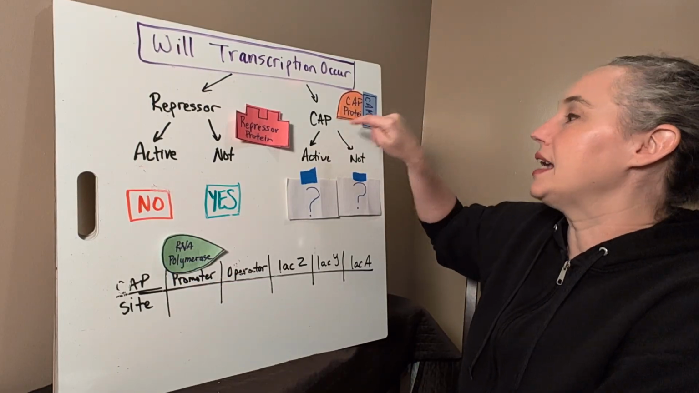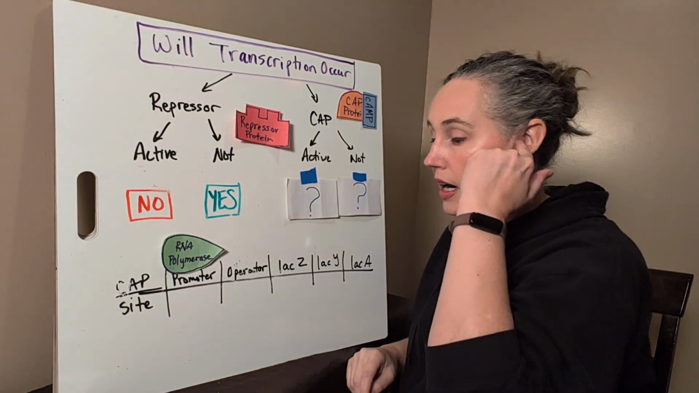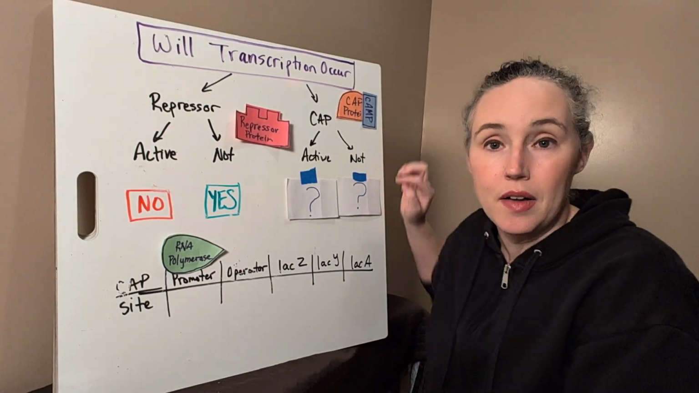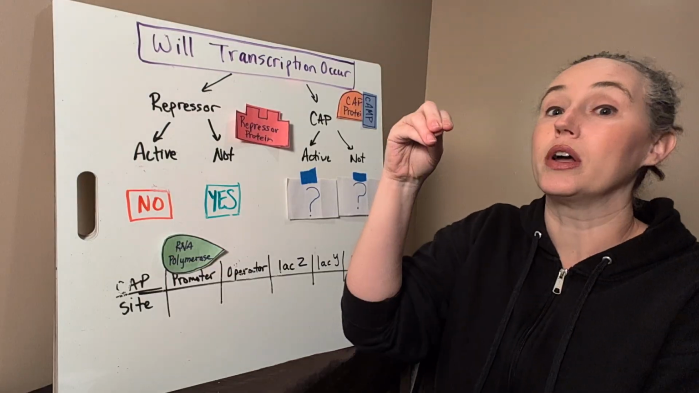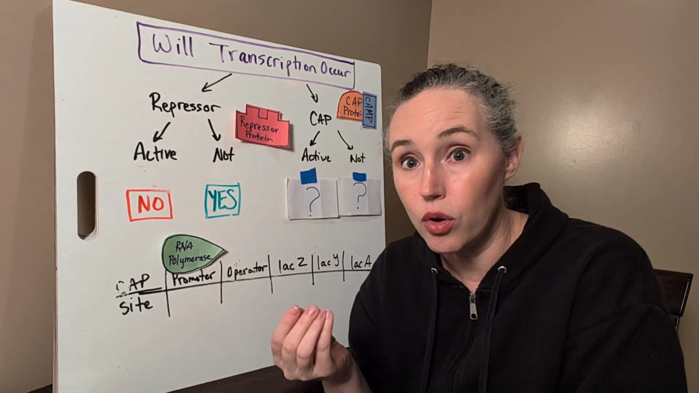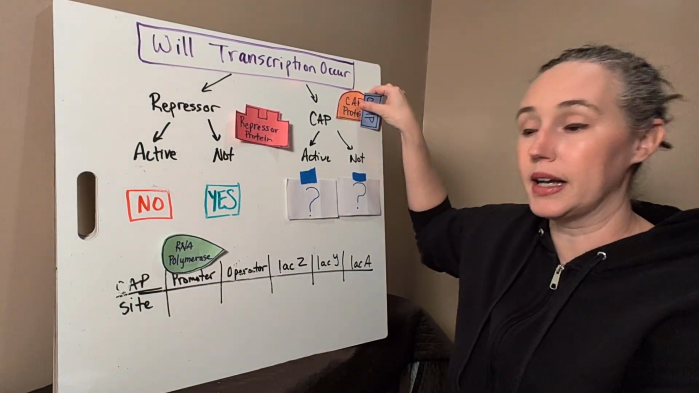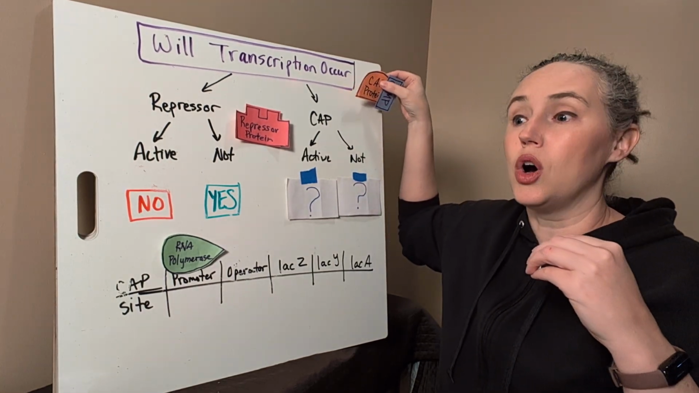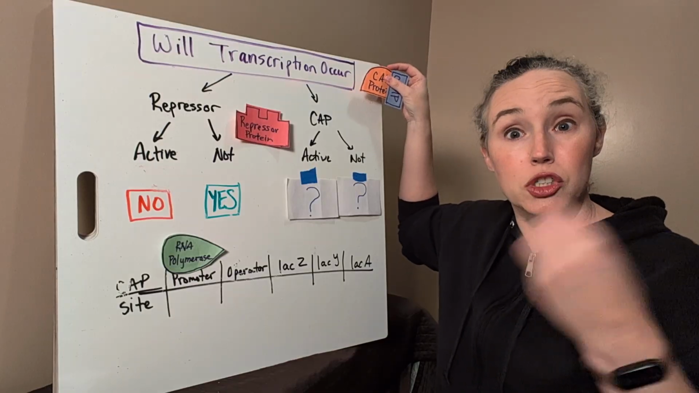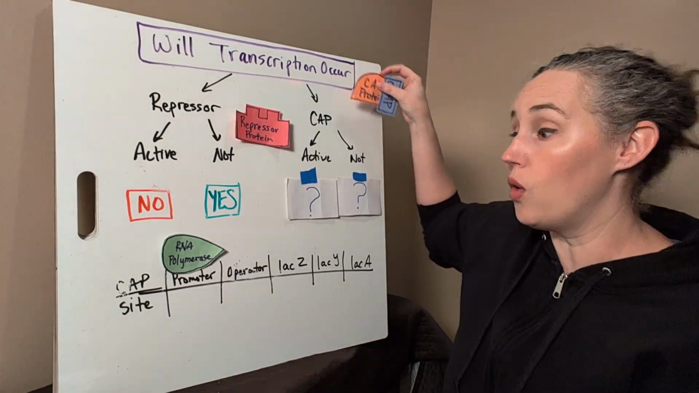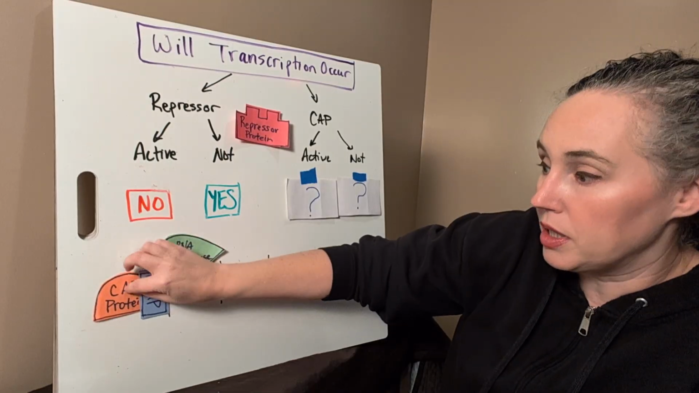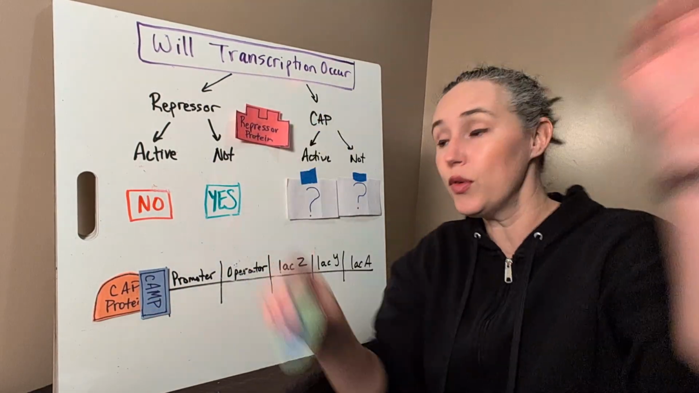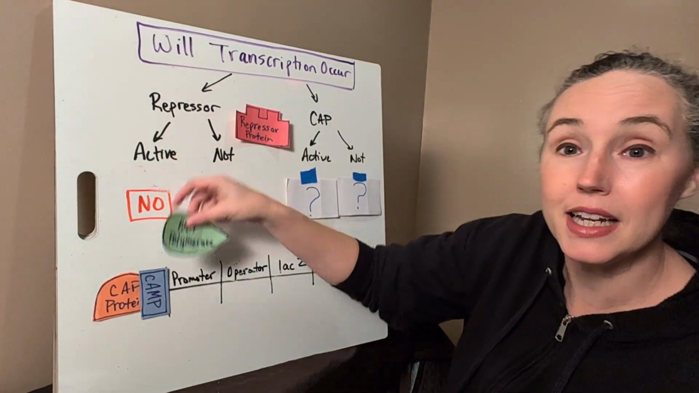Now remember, the CAP protein is activated when cyclic AMP is high. Cyclic AMP is high when glucose is low. And so, when, again, glucose is low, that's our gas in the gas tank, so we want to be able to turn lactose into glucose. So the CAP protein is going to come here with its friend cyclic AMP and say, RNA polymerase, over here, come join me. We need your help.